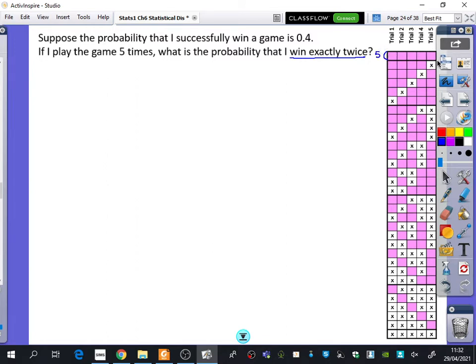There's only one way of winning all 5. And unsurprisingly, there are 5 ways of winning 4 games, because I could have the losing in each of the different game positions. This section that we've got here is winning 3 games, so make sure that you carefully do it. This is me winning 3 different games that I've got.